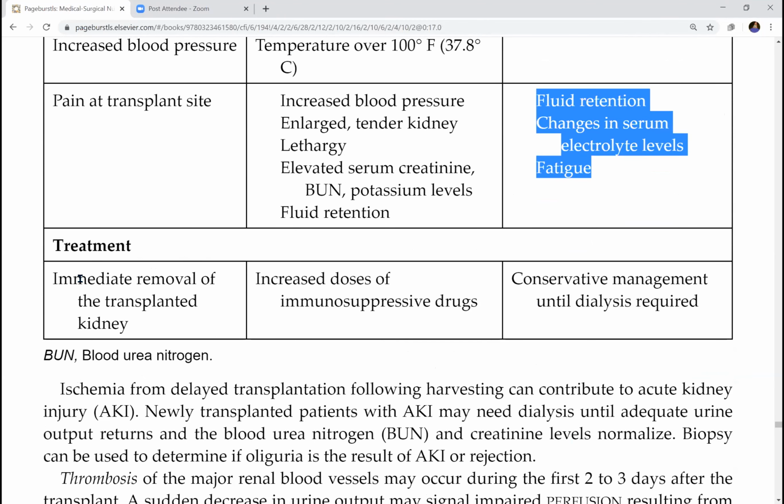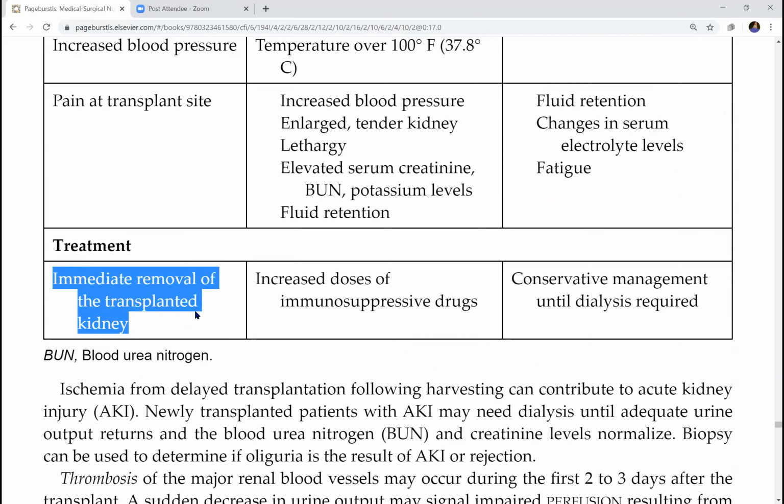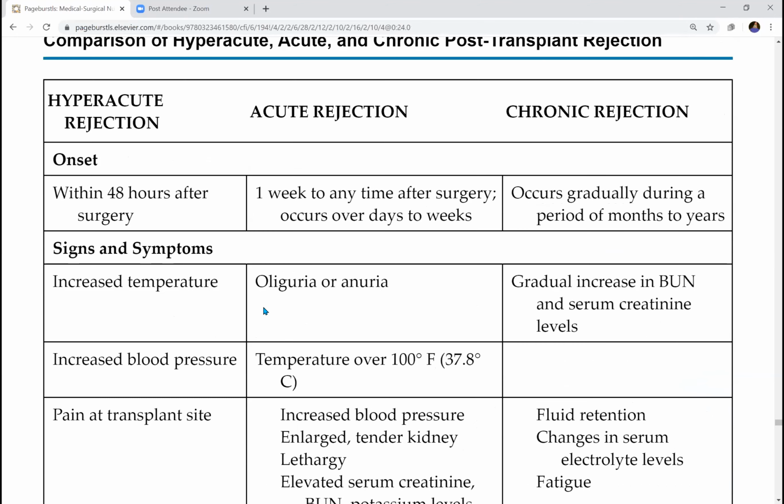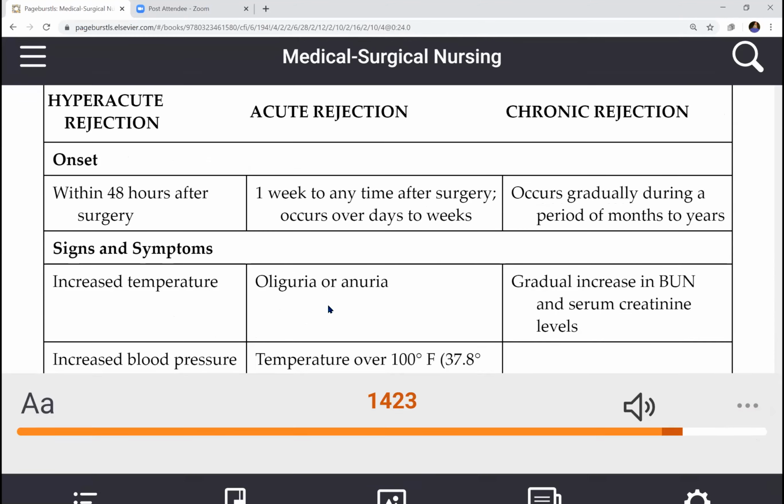And as we already mentioned, is there treatment for hyperacute? Nothing. You just take it out and put it on the grill, whatever you want to do. It's your kidney. You paid for it.